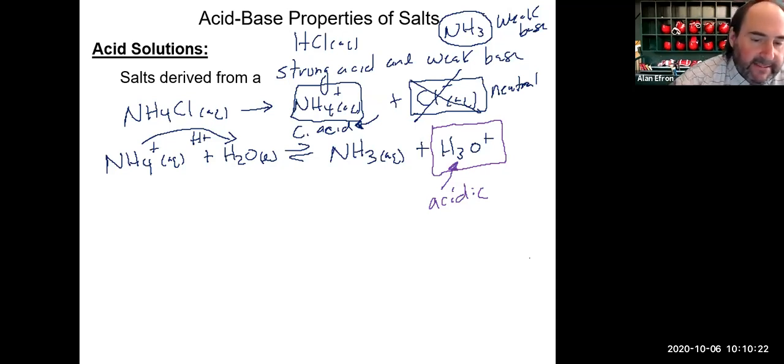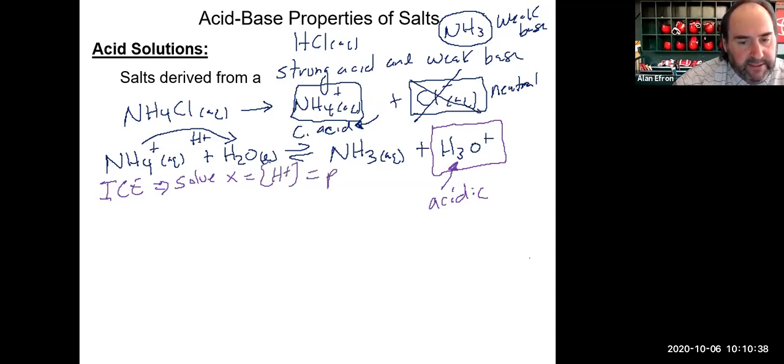What that means is in this situation, it is still a weak equilibrium type situation. If you want to do a calculation, it's going to require an ICE table. Here you would solve for X, and X actually would equal the H plus concentration, which means you could go right into the pH at that point. So again, it's going to require an ICE table. You're going to solve for X, and it will give you an acidic pH.